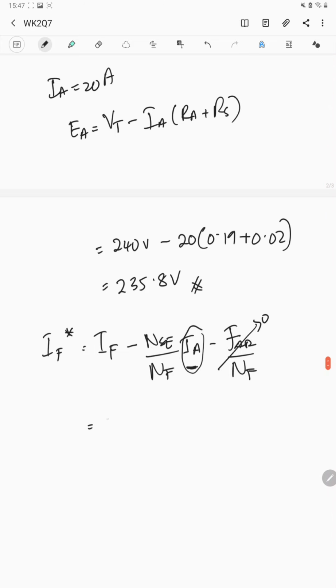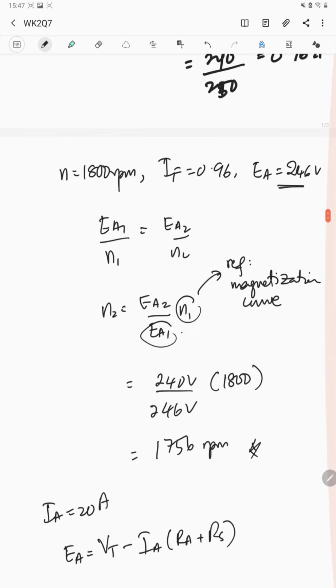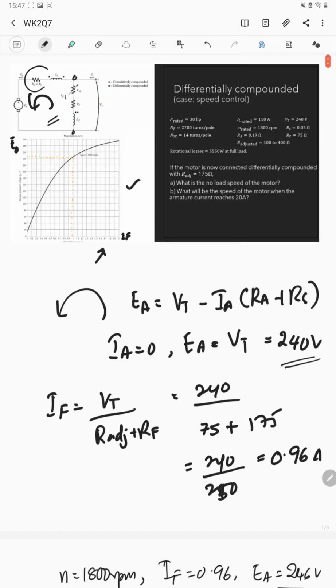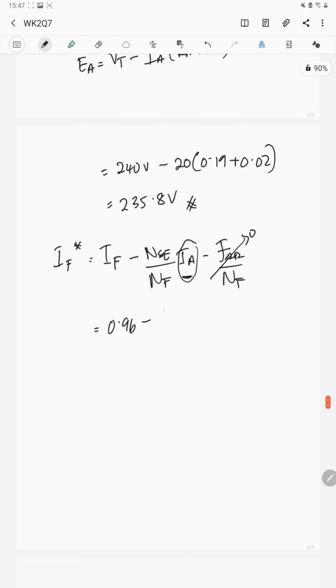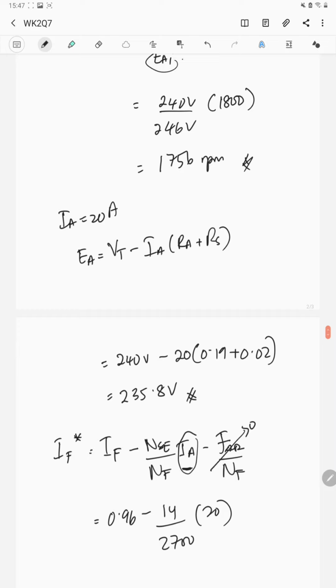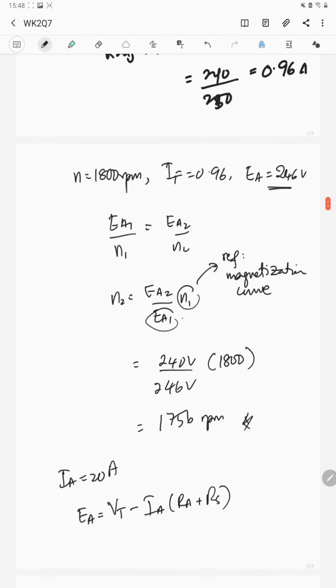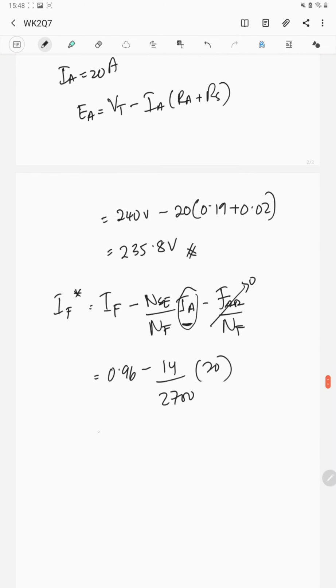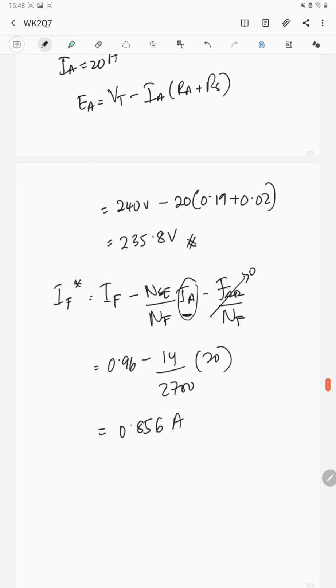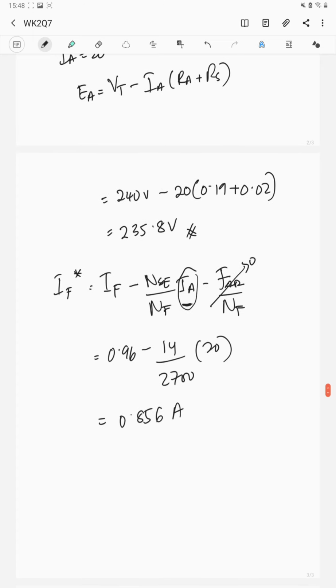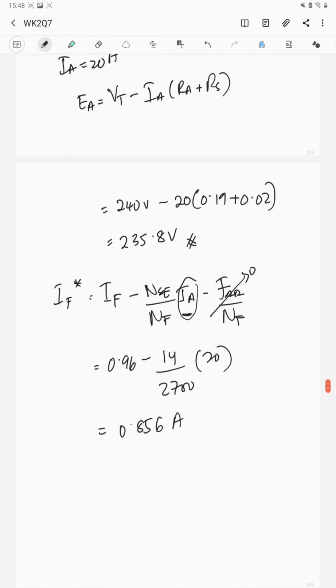So your IF is 0.96, the series turns NSE is 14, and NF is 2700. Then IA is 20. So we check back with 14 and 2700, and the effective field current is 0.856 ampere.